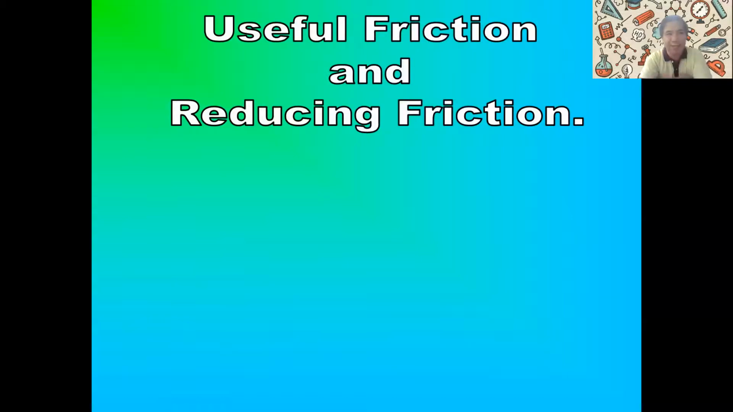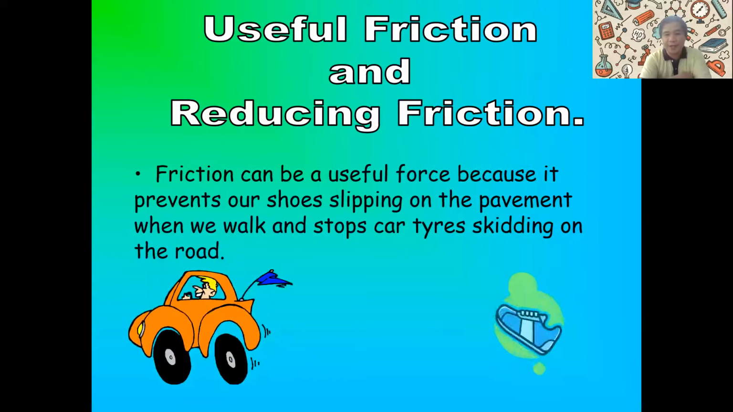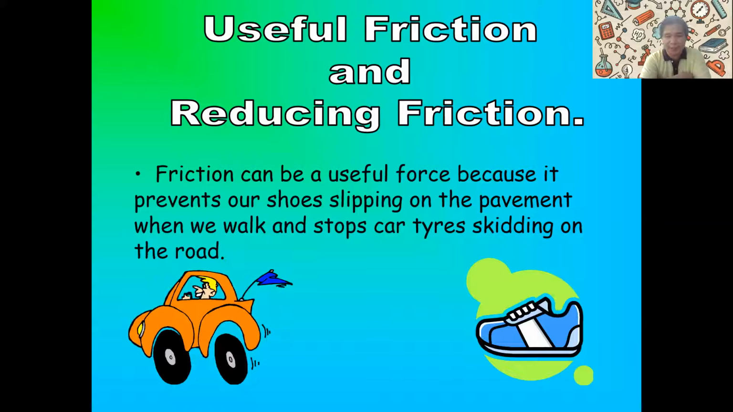Now, there are two types of friction, class: useful friction and reducing friction, okay? Useful because we are using it or we found ways to use it, while reducing friction actually damages some things. And we will find out the difference between the two. Friction can be a useful force because it prevents our shoes slipping on the pavement when we walk and stops cars' tires skidding on the road.